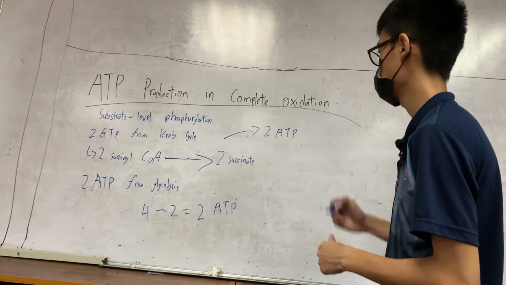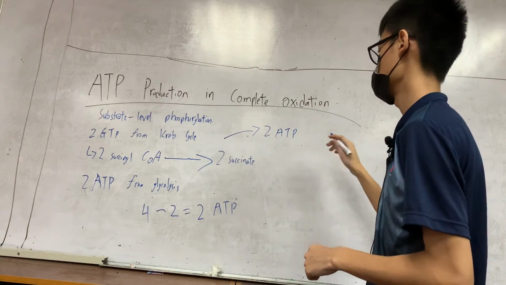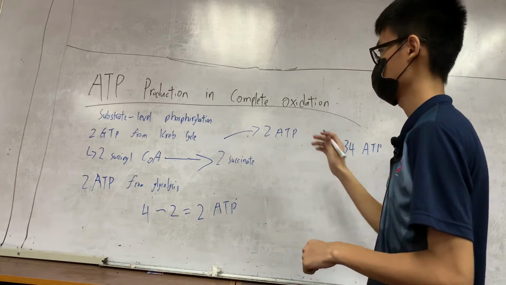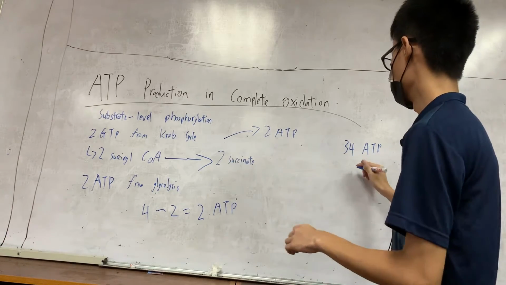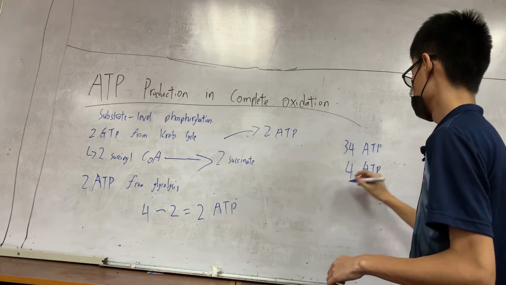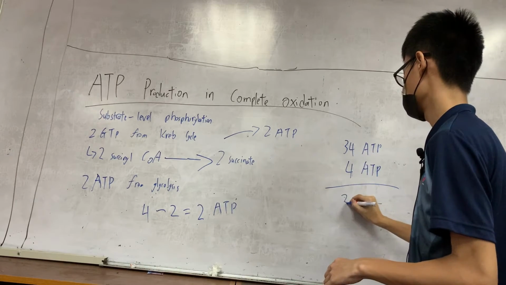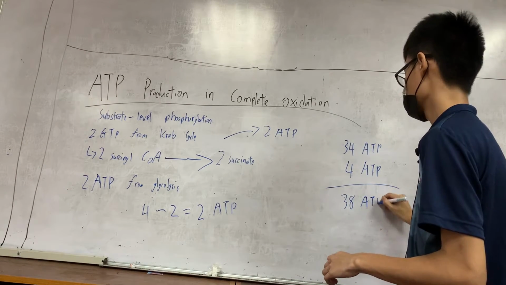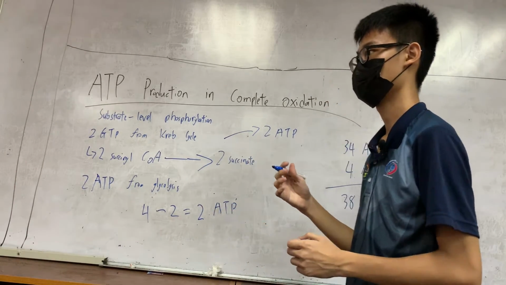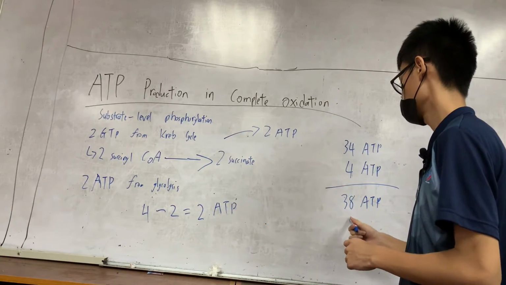So now we can say that in the oxidative phosphorylation, we got 34 ATP, while in the substrate level phosphorylation, we got 4 ATP. So we can add them up, and we say that the ATP production in complete oxidation will release 38 ATP.